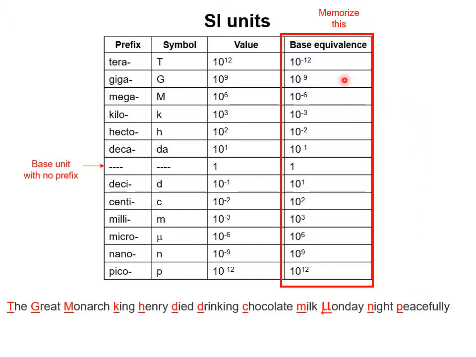Okay, now this base equivalent means that each of these numbers is equivalent to one of the base unit. So for example, if our base unit is meters, 10 to the minus 12 terameters is equal to 1 meter. 10 to the minus 9 gigameters equals 1 meter. 10 to the minus 2 hectometers equals 1 meter, and so forth. So these here are all equal to each other, okay? So that way we can use these as conversion factors.